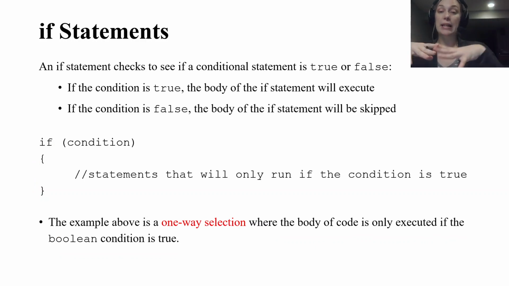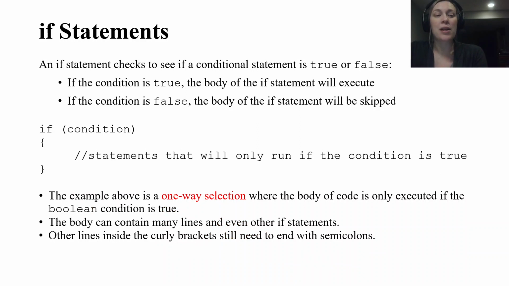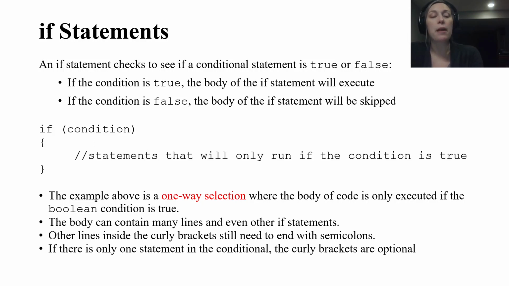So this is a one-way selection. So it is just one way to select what's in the body. If the condition is true, it'll run. If it's false, it will not run. The body itself might have many lines or even other if statements or other types of things inside that if statement that might end up running if the condition is true. Other lines in the curly brackets still need to end with semicolons, unless it's another if statement.